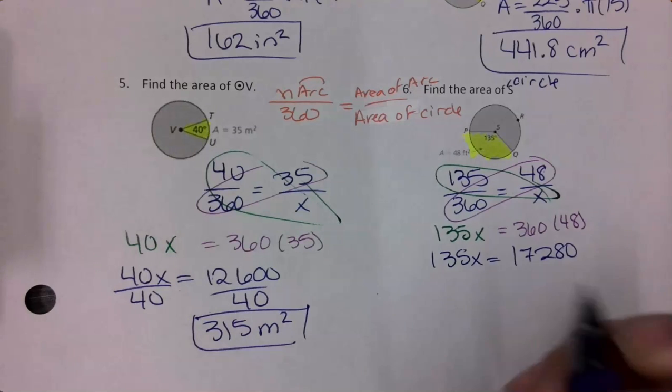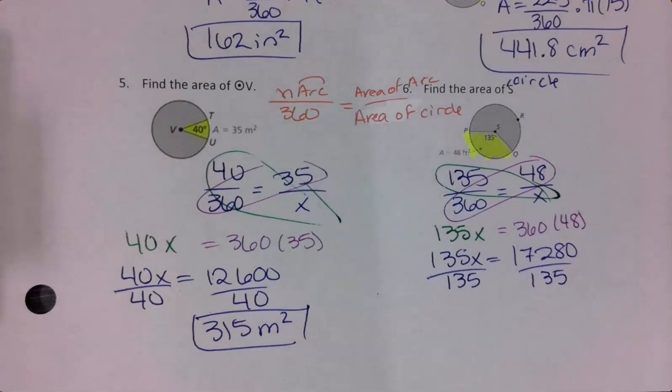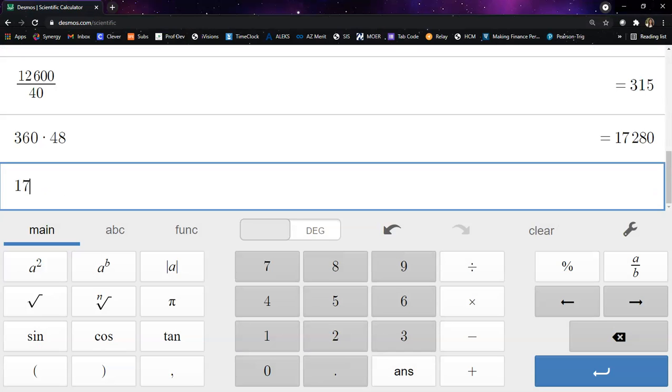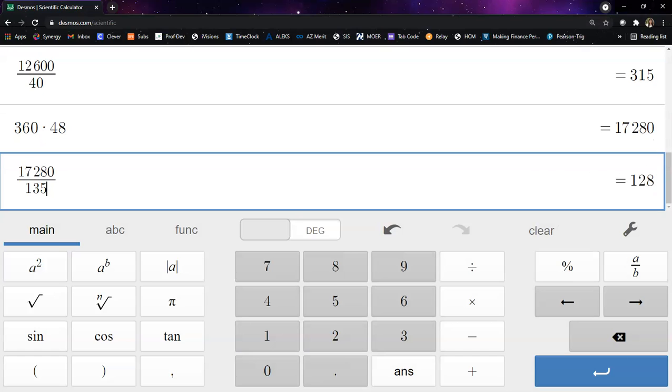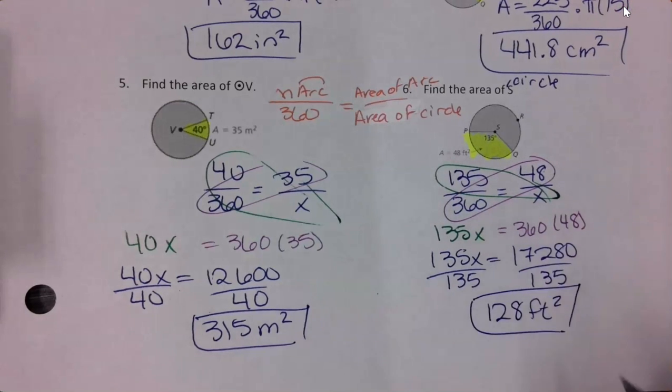Then I want to go ahead and divide both sides by 135. Then I want to go to Desmos and type this in. So I have 17,280 divided by 135, which gets me 128 for the full circle. So 128 feet squared. Questions here with working backwards?